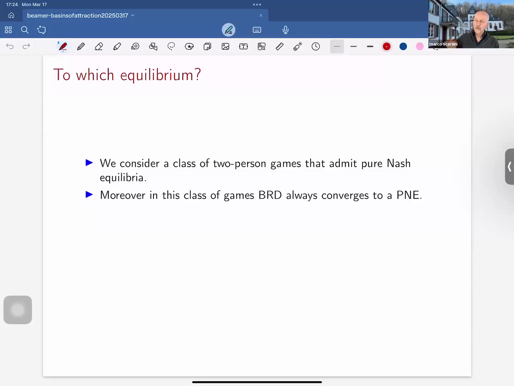So in order to avoid issues with existence or non-existence of pure equilibria, we'll put ourselves in a class of games for which pure equilibria exist for sure. So the issue is not whether we converge to a pure equilibrium. Not only they exist for sure, but we know that best response dynamic does converge to one Nash equilibrium. So now the issue really becomes only to which Nash equilibrium does this dynamic converge.